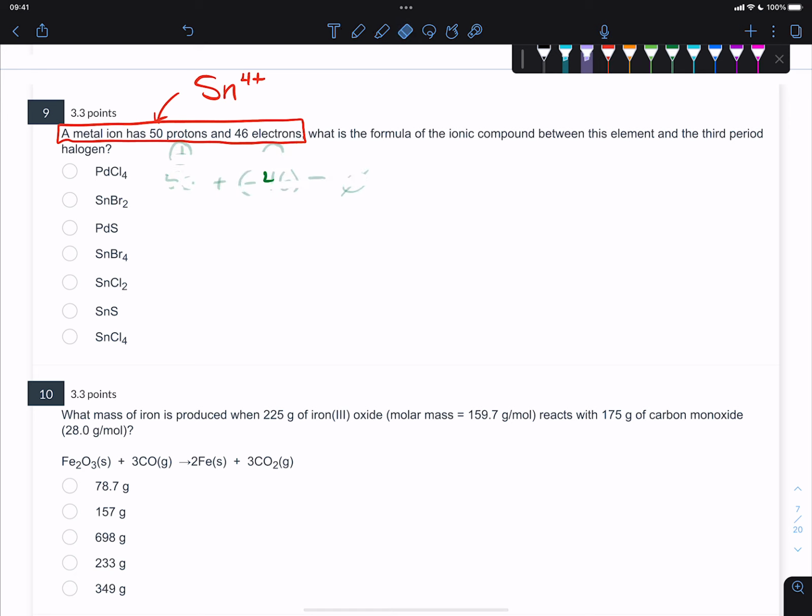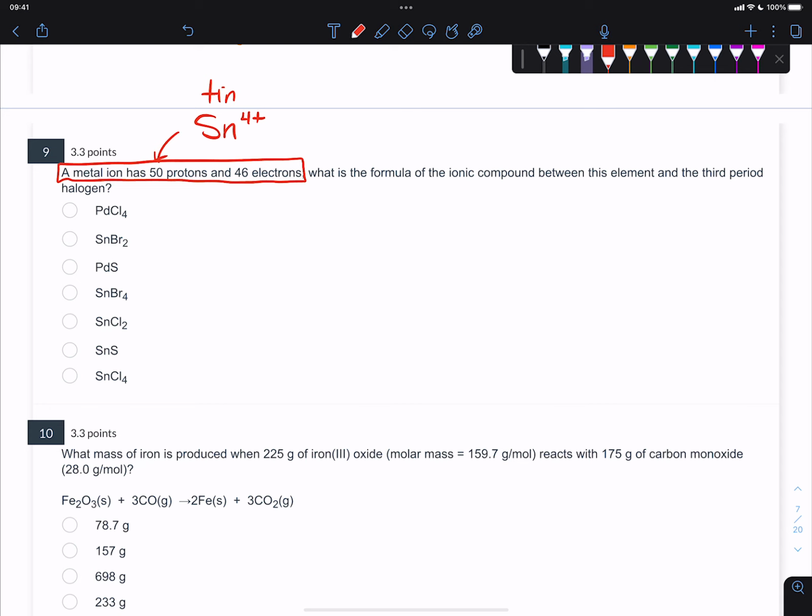So the way that you would write it, if you were to name it, at least this part of it would be called tin parenthesis IV closing parenthesis. That is the tin-4 ion. We don't need the name, but just in case you were curious how the name of this answer would be written. Then it says it's going to form an ionic compound between itself and whatever is in the third period that's a halogen.